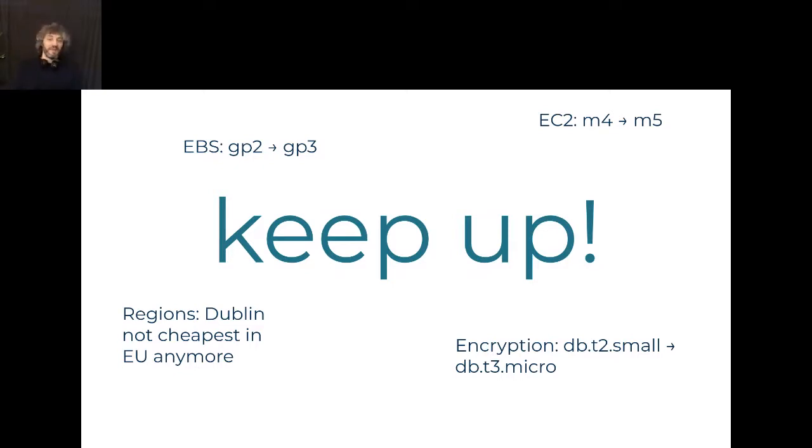So for example, you might need to migrate from M4 instances to M5 instances. Yes, you might go to Nitro, so you have to do some changes, but that's usually something you have to do. We say GP2 to GP3 in terms of EBS.